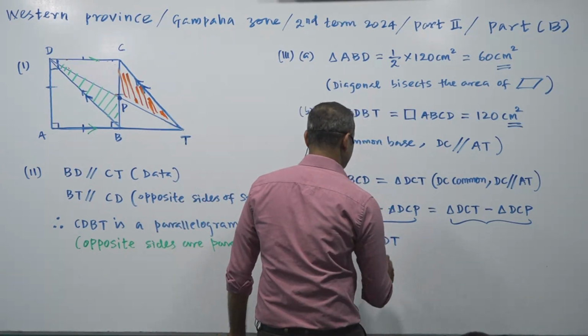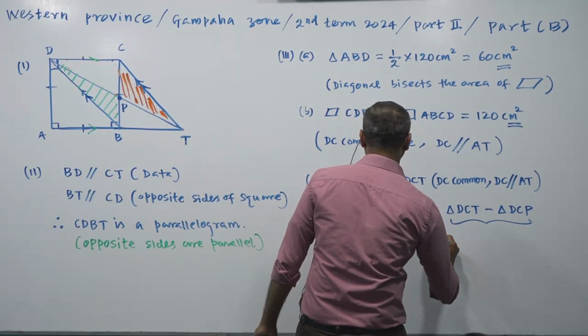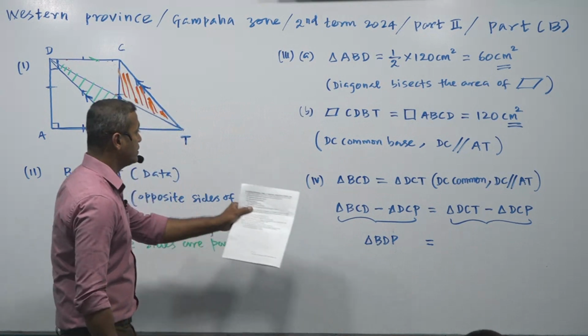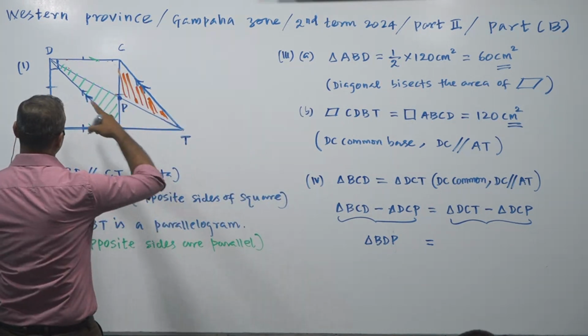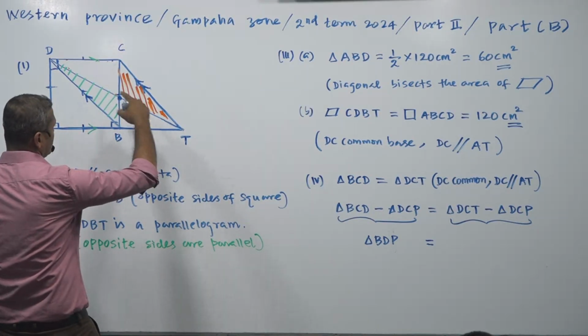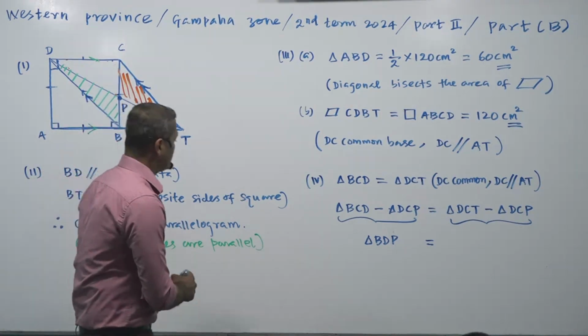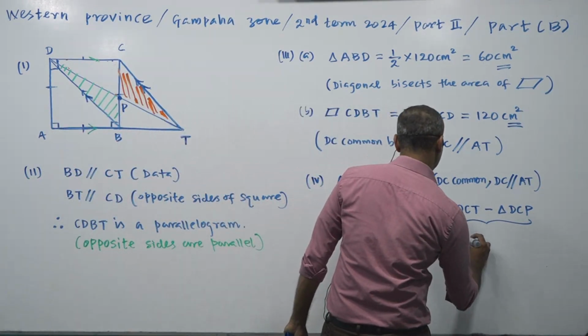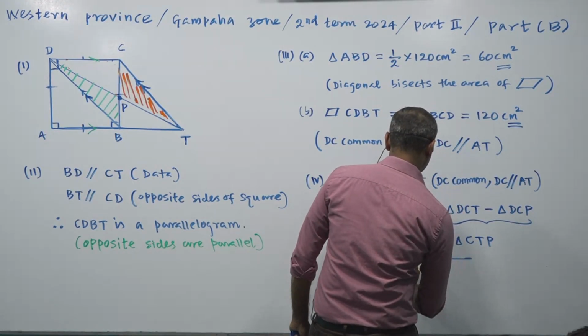Triangle BDP is equal to, according to the diagram you can see, DCT minus DCP means the remaining is CTP. Triangle CTP. That's it. Check your answer.